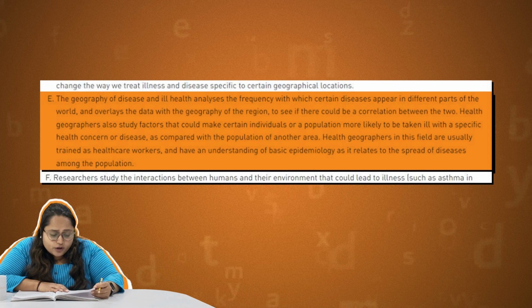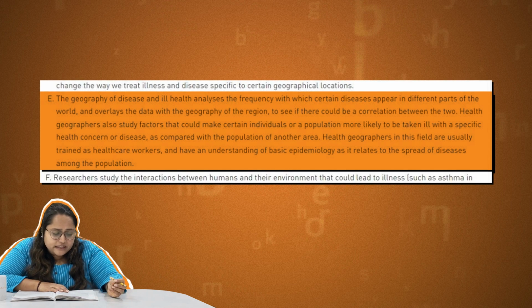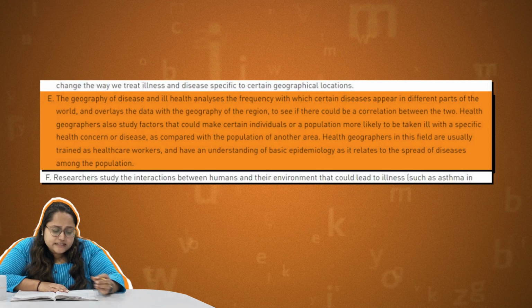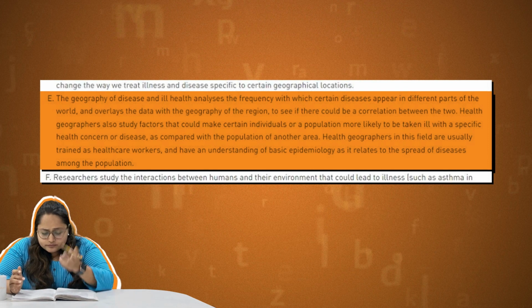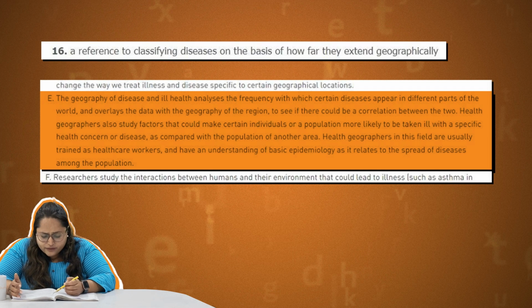Now here, what are they talking about? They are talking about the frequency, the diseases that appear in different parts of the world. So now let's see, how many answers are we left with? Just 2.